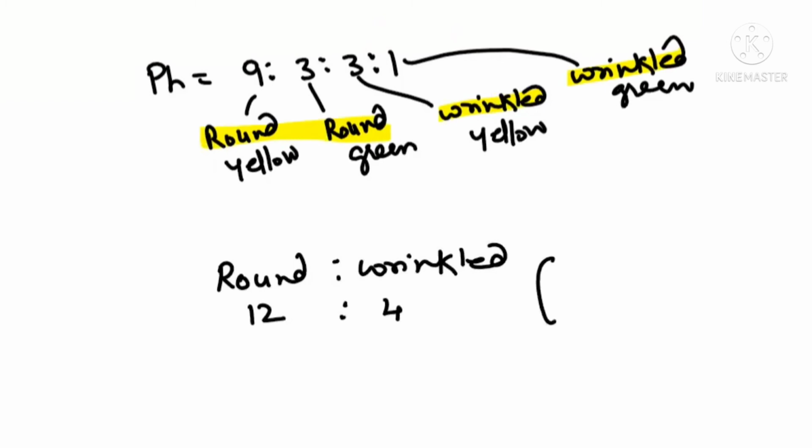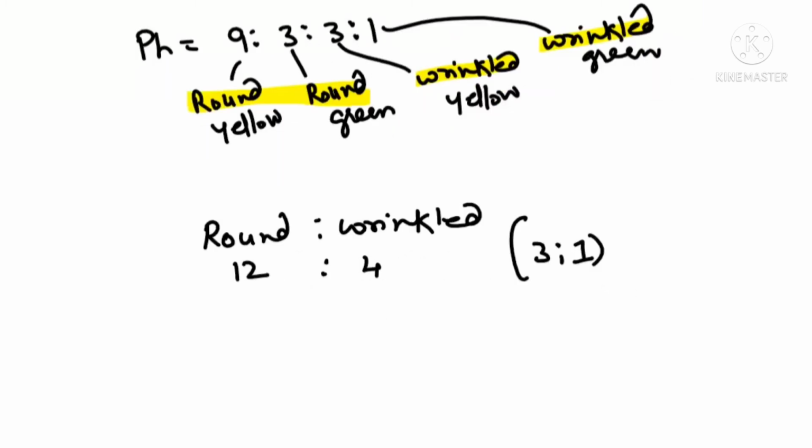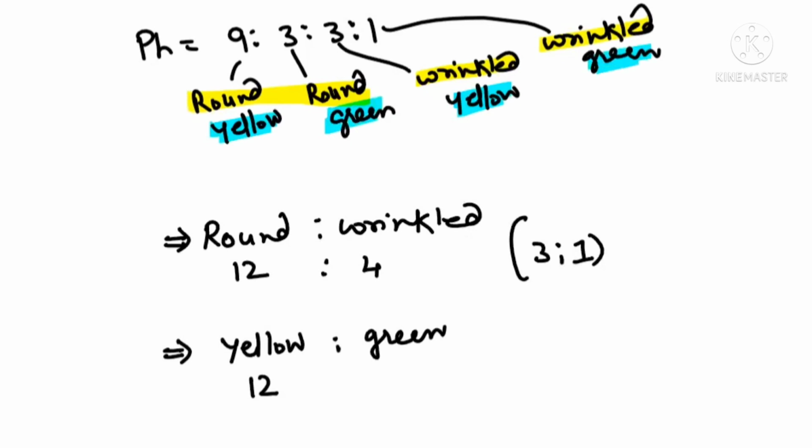Isn't it like a monohybrid 3:1 ratio? One allele pair is segregating like a monohybrid. If I focus only on round and wrinkled, I am getting 12 round and 4 wrinkled, meaning 3:1 ratio. Now, if I focus only on yellow color, how many yellow are you getting? You are getting 9 yellow and 3 yellow. The total yellow is 12. And if I ask you how many green, your answer will be the total green is 3 plus 1, 4. So again, the ratio is 3:1.